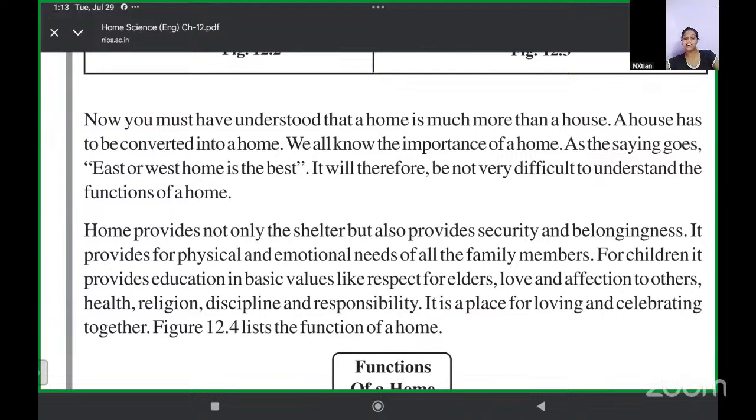So there's a saying that east or west home is the best. Have you heard many people who say that there is no place like home? The peace that they find at their own home, they cannot find it anywhere else, in any other place or city, the kind of peace that they find at their home.